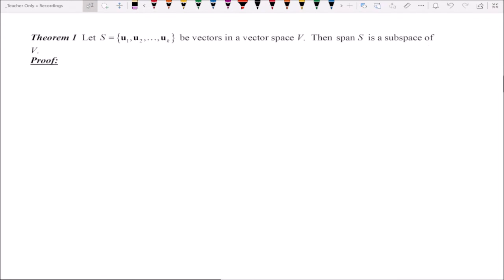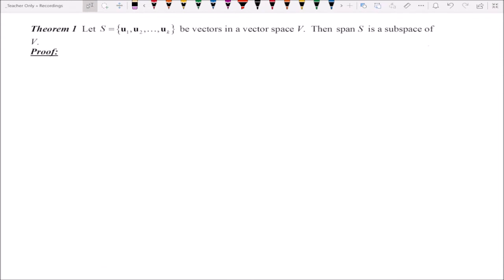Okay. Now, if we let S be a set of vectors in a vector space V, then the span of S is a subspace of V. And so, remember, we have to prove three things. We have to show that it's a non-empty subset of V. Then we have to show that it's closed under addition and closed under scalar multiplication. Well, by definition, span of S is a subset of the vector space.